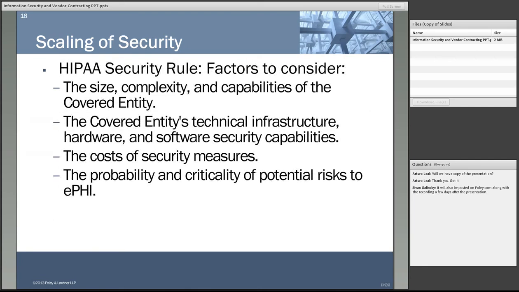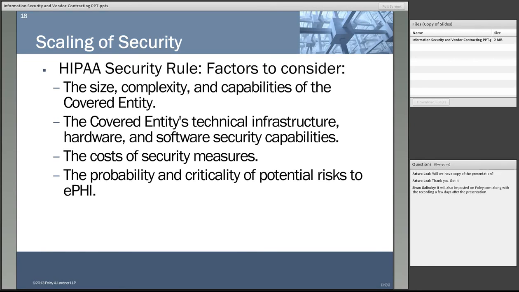We look at the size and complexity and capabilities of the covered entity. We look at the covered entity's technical infrastructure, hardware, software, security capabilities. We look at the cost of security measures, the probability of the risk being presented. These types of things need to be taken into account. So the three common threads that we see running through a lot of these standards, a lot of these laws and regulations, are actually very straightforward.